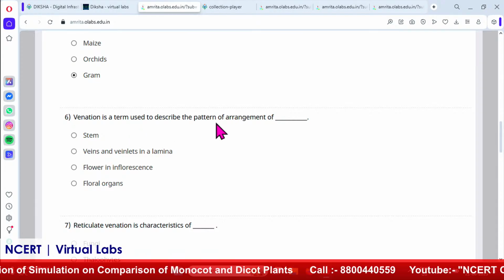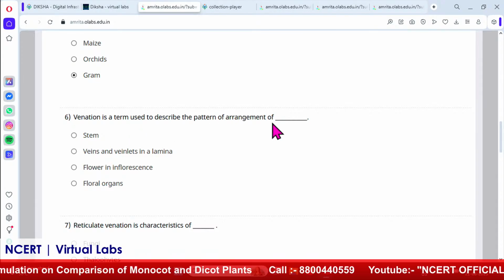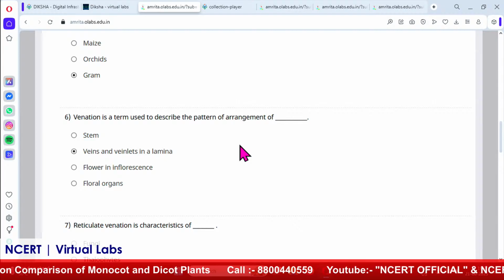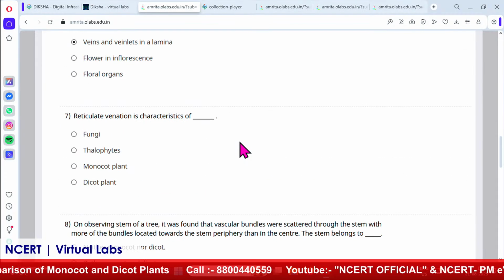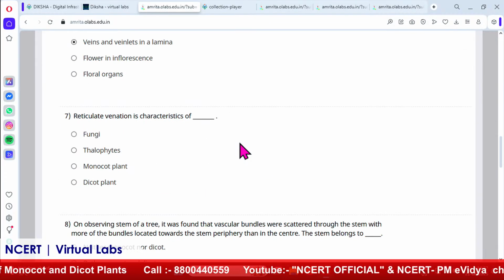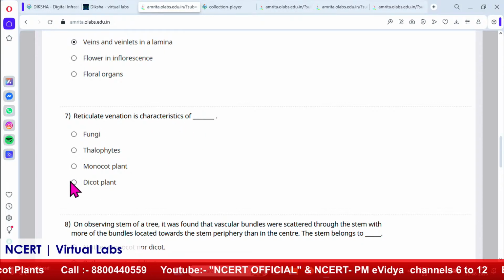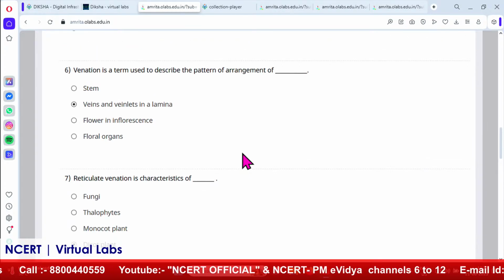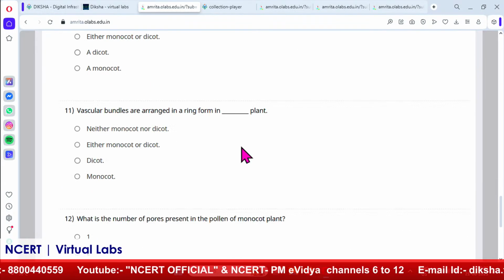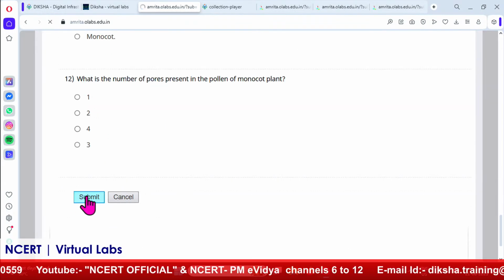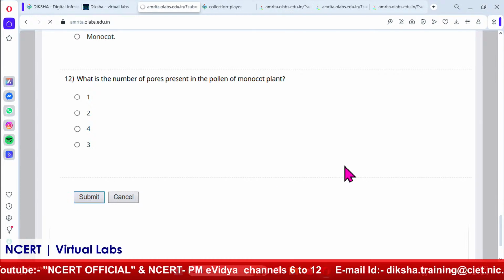Venation is a term used to describe the pattern of arrangement of veins and veinlets in a lamina. Great. Let's attempt the last question because we have limited time. Yes, reticulate venation is characteristic of dicot plants. Great. So like this you can attempt these questions. We are leaving the rest of the questions for you to attempt, and then we are clicking on submit.